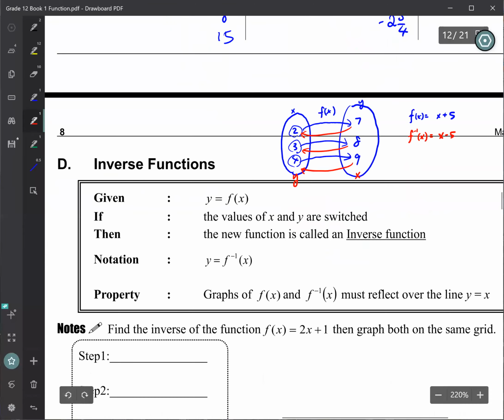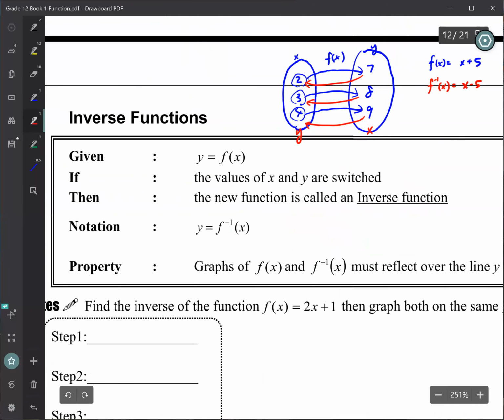So now if you understand this, we'll look at the definition, okay? Given y equals f of x, so you see you only need to know one function, right? If x and y values are switched, you can underline that. That means 2, here's x, but later it will become the y, right? 7 used to be y, in the inverse, it will become the x, right? X and y are switched. Then the new function is called the inverse function. So inverse function is this one, okay?